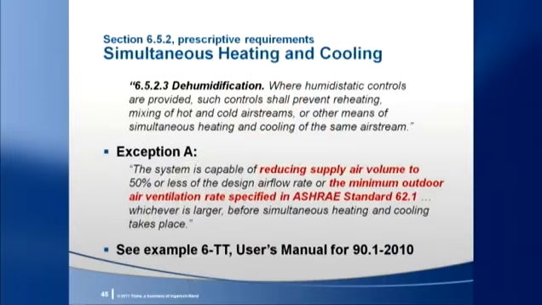The last 90.1 requirement we'll look at is related to reheat. When a dedicated outdoor air unit dehumidifies the air and delivers it at a cool temperature, we may eventually become concerned about overcooling the space. ASHRAE 90.1 does not allow simultaneous cooling and heating, so what about reheat? Well, if the amount of air being reheated is no greater than the minimum ventilation rate required by ASHRAE 62.1, then reheating is allowed. This is confirmed by an example in the 90.1 User's Manual that specifically discusses how this requirement applies to a dedicated outdoor air system.